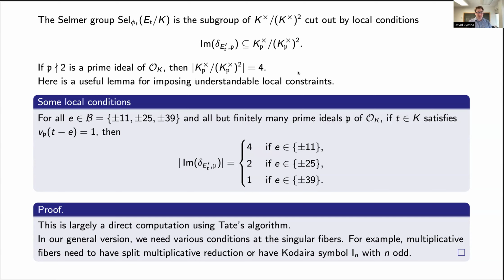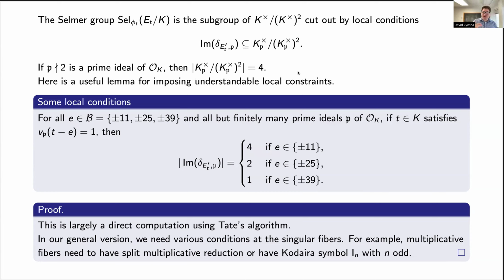If you have an E in this bad set, then for all but finitely many primes, if T, an element of K-star, is such that the difference between T and E has p-adic valuation 1, then this gives the dimension of the local constraint. The first case is 4. That's kind of boring. That's saying that there's no local constraint at all. It's the full group of non-zero square classes of K_p. The bottom one, when it's 1, that's actually very strong. That's saying it's doing as much constraining as possible. And then 1 and 2 is in the middle somewhere.